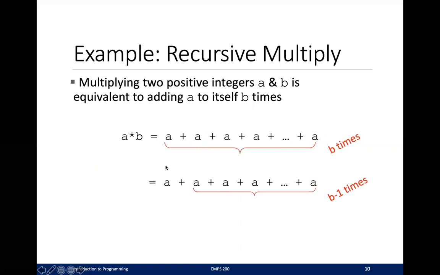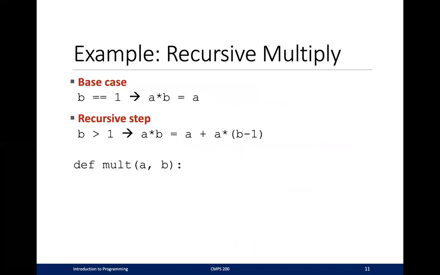So as we said, A times B is A plus A times B minus 1, or adding A, B minus 1 times. So that's really the recursive step, right? A times B is equal to A plus A times B minus 1. Okay, so the base case, as you guys said: if B is equal to 1, A times B is equal to A, because A times 1 is A. And the recursive step: if B is greater than 1, any value greater than 1, then just add A to A times B minus 1.